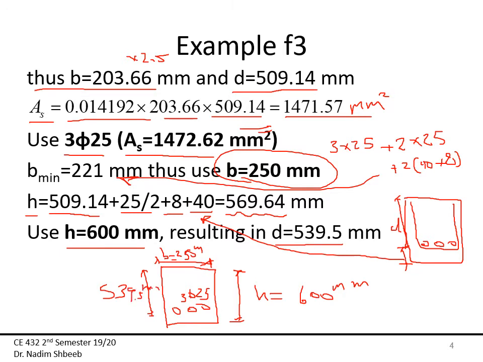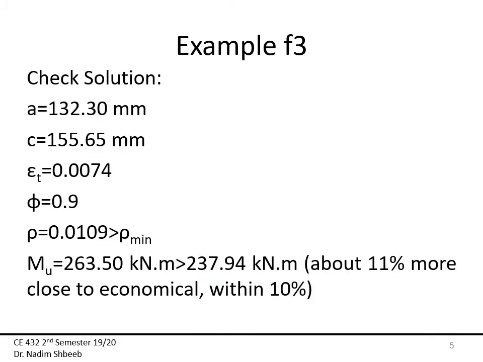Okay, but I cannot stop here because I need to check if my design is viable or not. Right? Again, this new D is just simply the new H, 600 minus those 3. Okay, so now I have a cross section. Now I'm going to do the check of the solution.